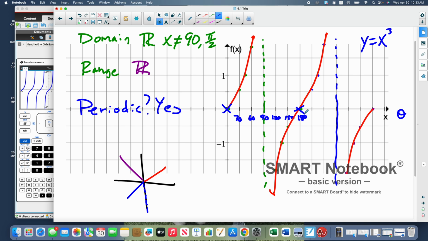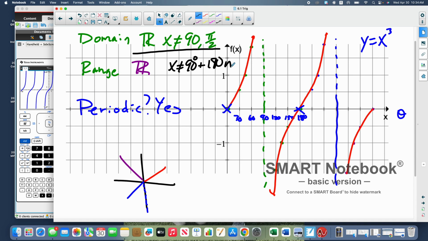Now, using the period, since it's 180 degrees, I can go back to the domain and write a better expression. All right? So the domain is all real numbers except x cannot be 90 plus 180 degrees times n.